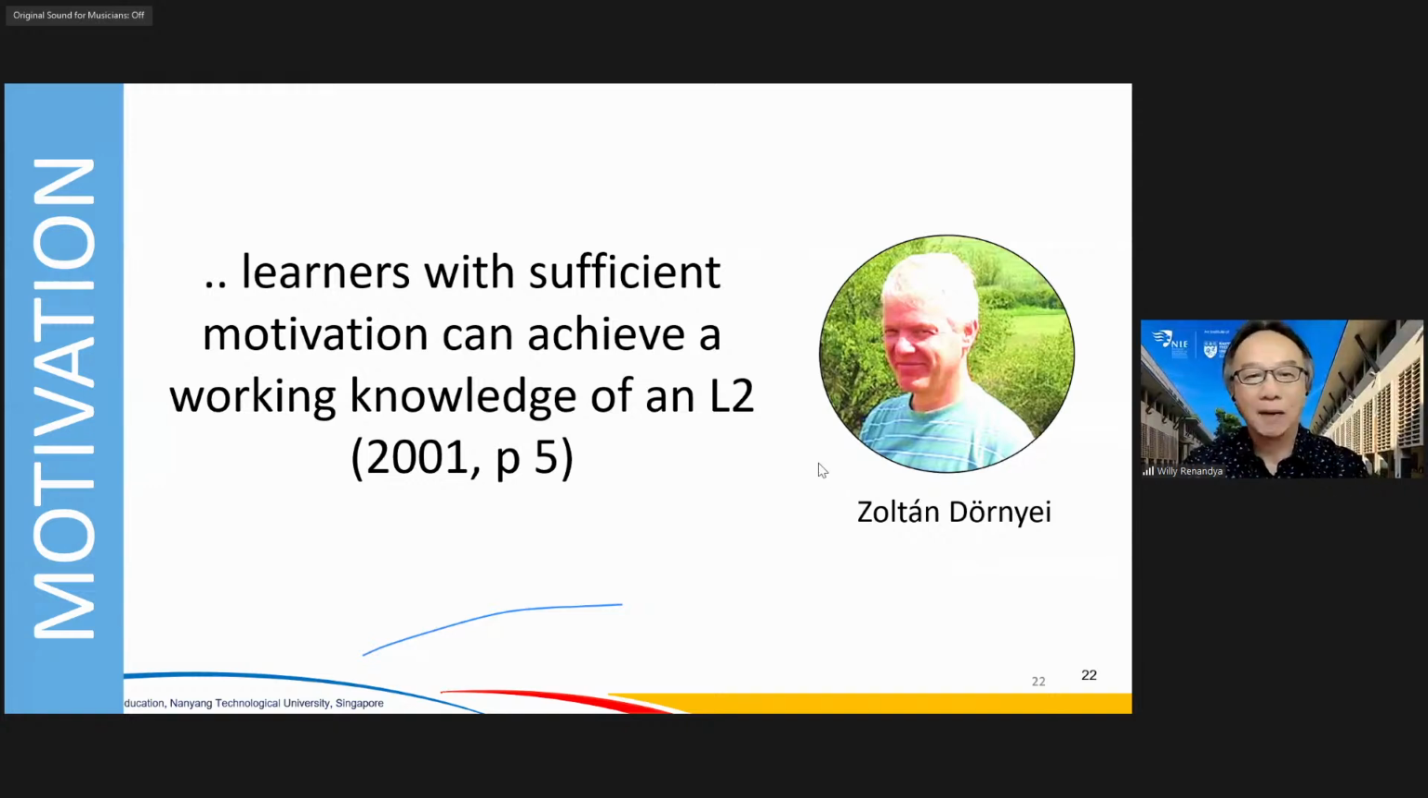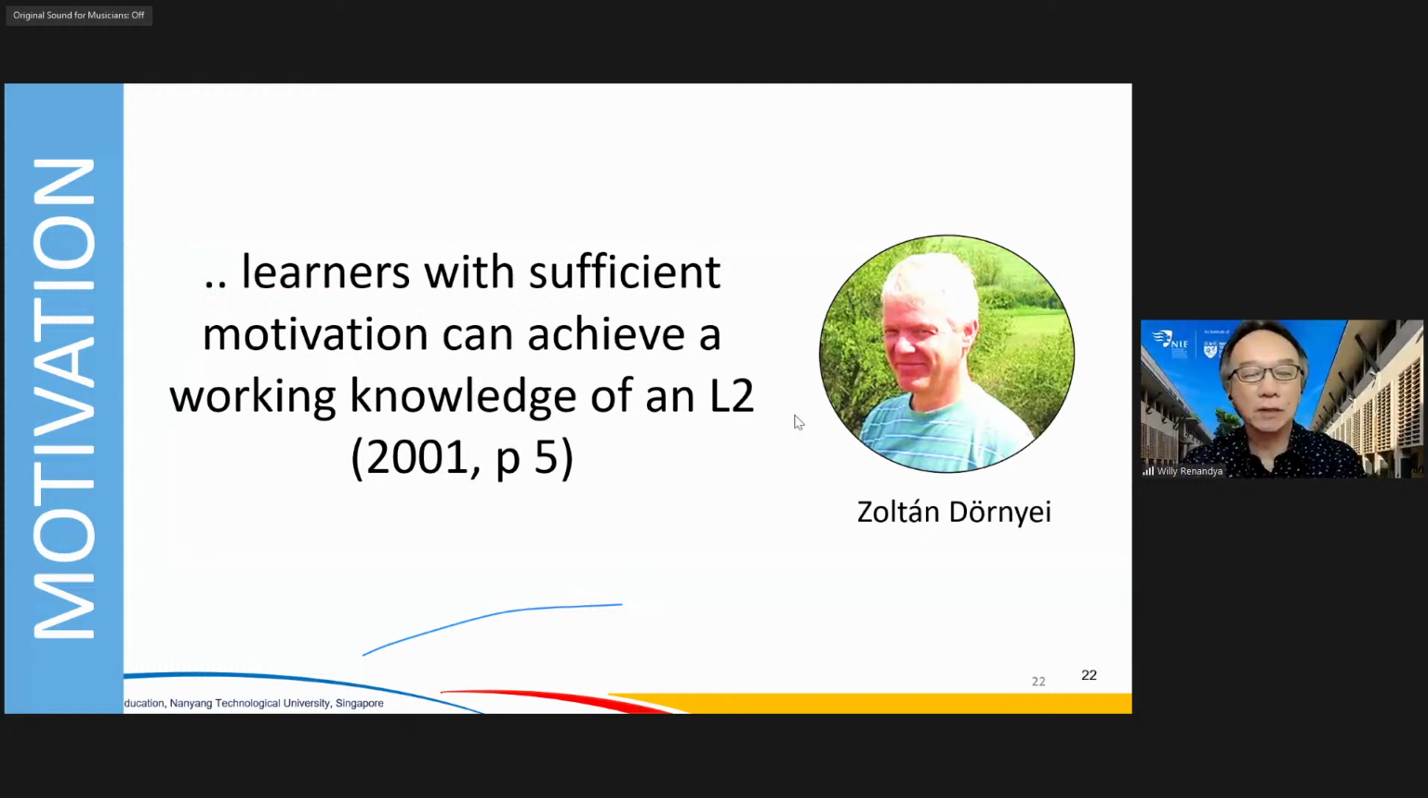Okay, now look at this. Very simple. Students with sufficient motivation can achieve a working knowledge of a second language. Working knowledge of the second language is essentially like B1 and B2. That's working knowledge of the language. For us, I think we need to get to something higher than B1 or B2. I think C1 or C2. But for our students, if they are able to get to B1, I think you should already be very, very happy.